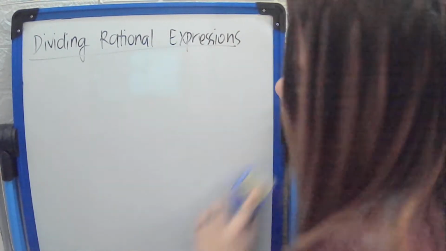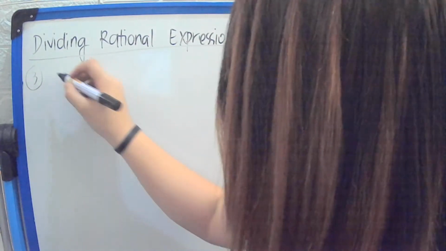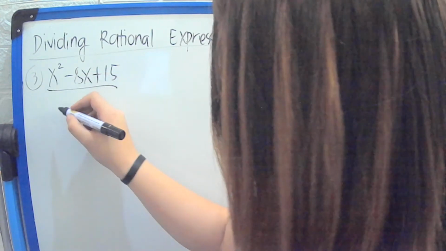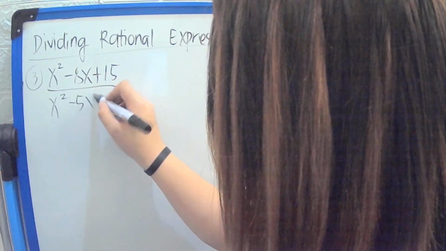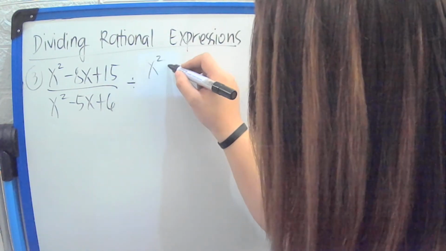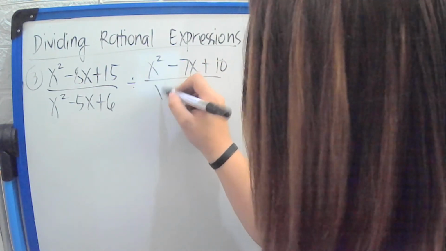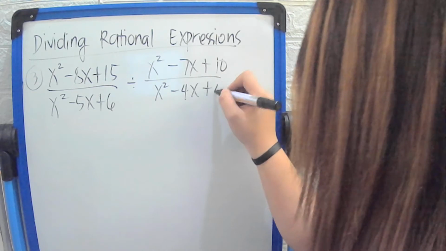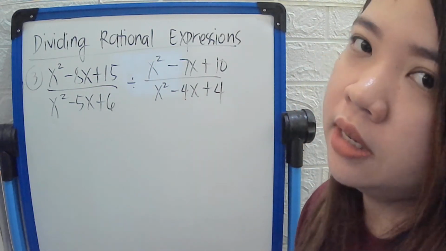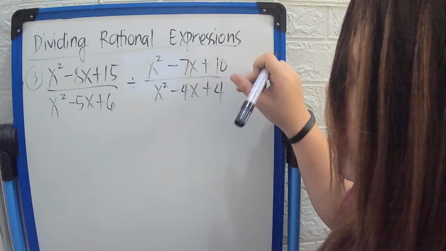Same with multiplication, okay? But you have to reciprocate first. So x squared minus 8x plus 15 all over x squared minus 5x plus 6 divided by x squared minus 7x plus 10 all over x squared minus 4x plus 4. So before anything else, we reciprocate the divisor. So our divisor is the second fraction. So you will reciprocate this 2.